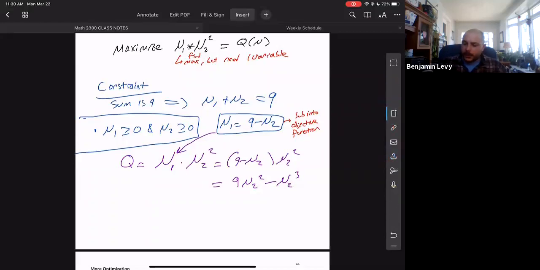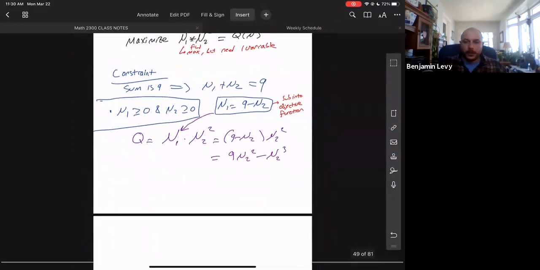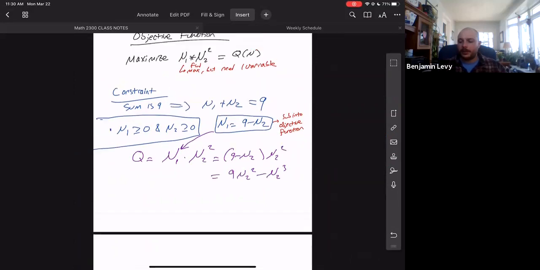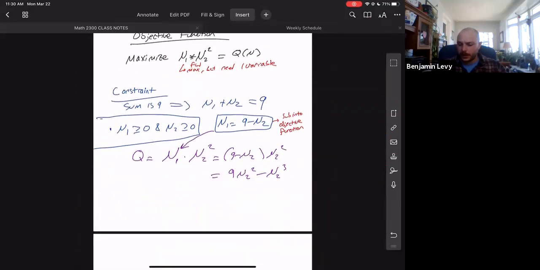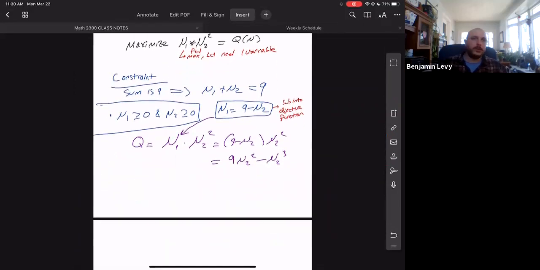I gotta start writing smaller on this stuff. Just looking at my notes from my last class, I was really very easily able to fit this on a page. And now for some reason I just get so large on this iPad. Look at how big that was. It's enormous. Anyway, let's maximize this thing.